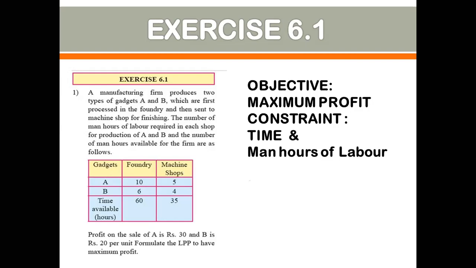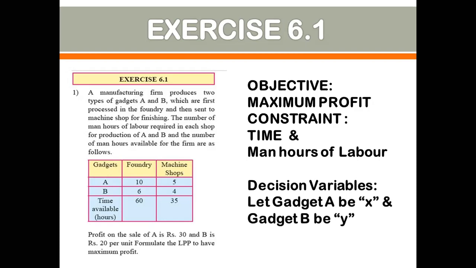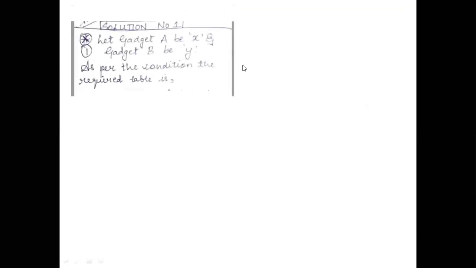All right. And what are our decision variables? I told you all it will always be two. So the decision variables are: they are producing or manufacturing gadget A and gadget B. So understood class, what type of things you have to identify first in the sum. So we'll start the sum like this. Let gadget A be X and gadget B be Y.